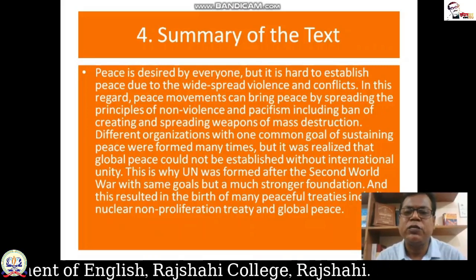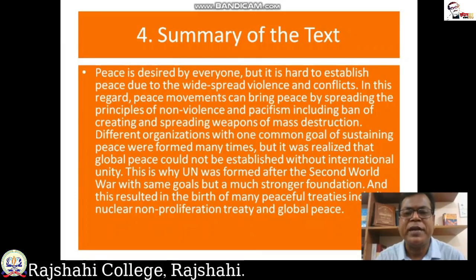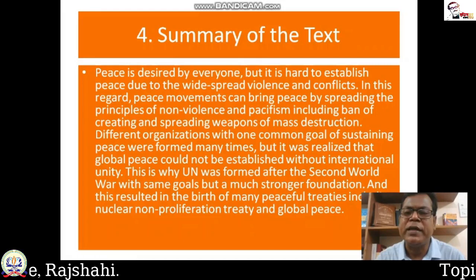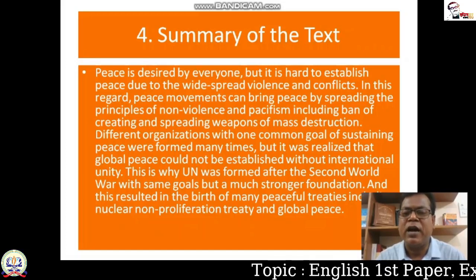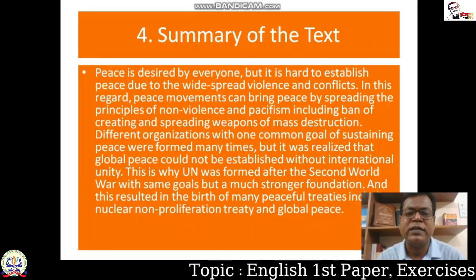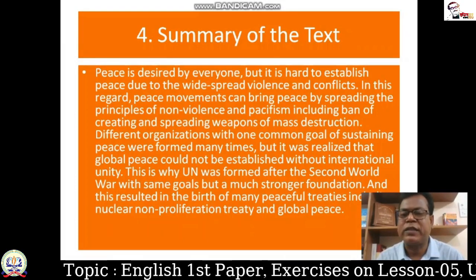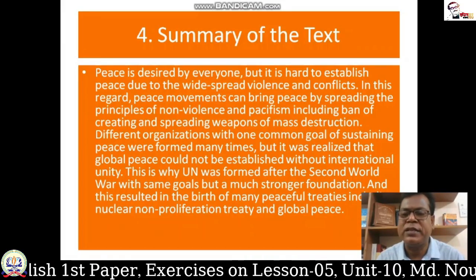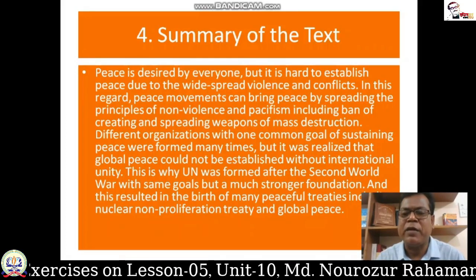Different organizations with one common goal of sustaining peace were formed many times, but it was realized that global peace could not be established without international unity. This is why UN was formed after the Second World War with same goals but a much stronger foundation. And this resulted in the birth of many peaceful treaties including nuclear non-proliferation treaty and global peace.